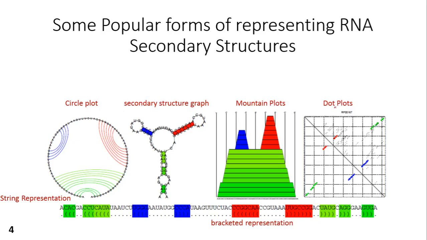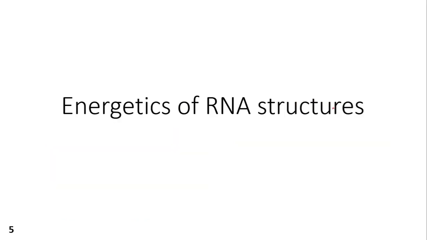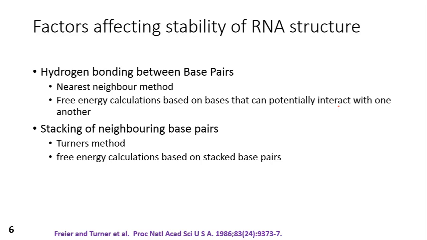as a method for predicting RNA secondary structures. We also know that there is certain thermodynamics and energetics involved in RNA structure when it comes to folding. We have learned that there are certain factors that affect the stability of RNA structure. Hydrogen bonding between base pairs is one of the major factors that affects the stability of RNA structure.